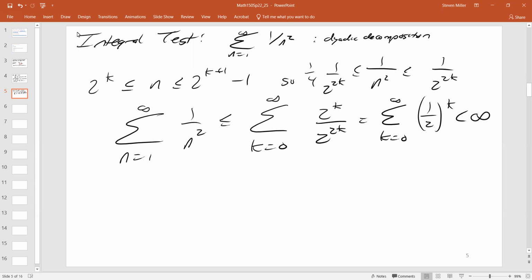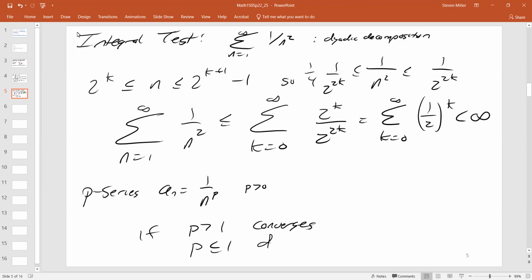And more generally, we had a p-series. This is where a_n is 1 over n to the p, p is greater than 0. If p is greater than 1, it converges. If p is less than or equal to 1, it diverges. And that was the main result for p-series. And we were able to prove this by clever grouping. What I want to do now is prove it by using the integral test.